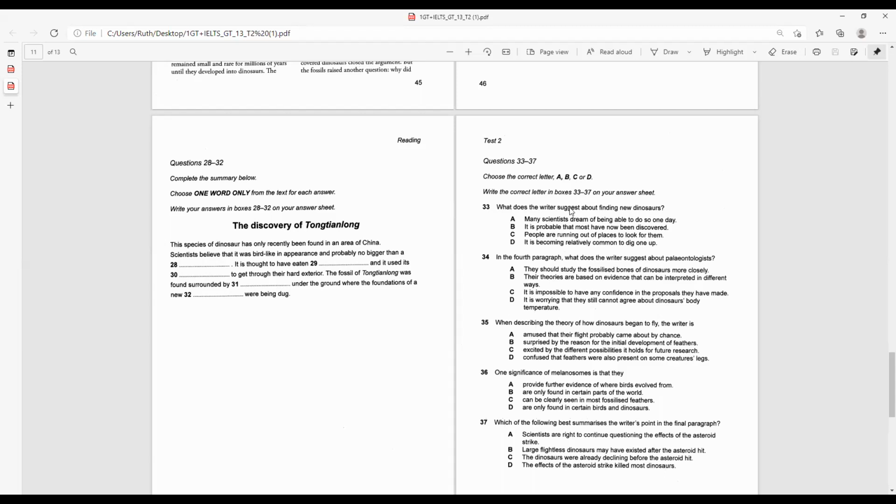So suggesting is your keyword, writer is your keyword, finding is your keyword, new dinosaurs is your keyword. Think of synonyms. Writer could be author, could be the book publisher or someone like that. Suggests: advises, recommends, gives a new idea, informs, or something like that. Finding new dinosaurs: coming across, detecting, discovering, and new dinosaurs would be novel dinosaurs. I don't think you can paraphrase it.